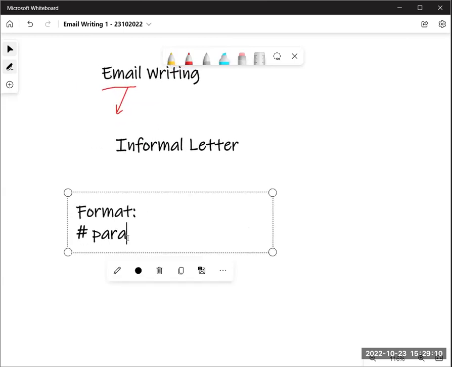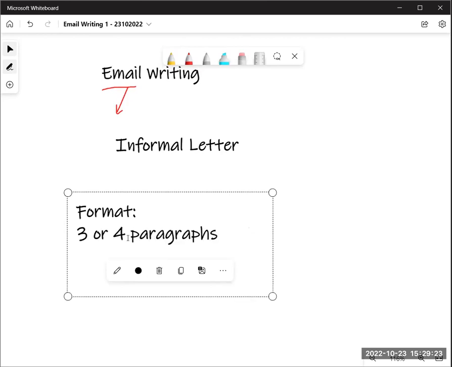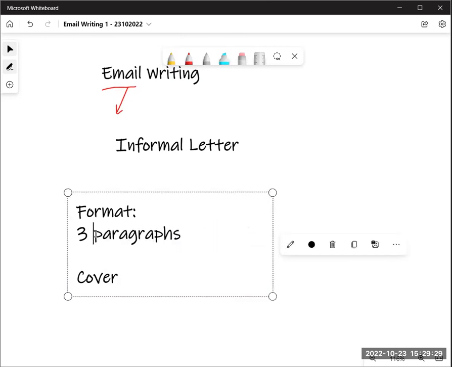We're going to use 3 paragraphs. 3 or 4 paragraphs. I just said 3 paragraphs. Cover bullet points accurately.